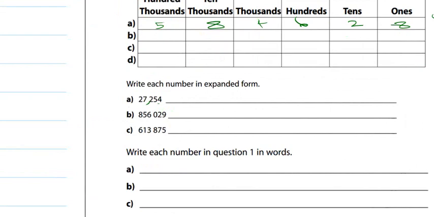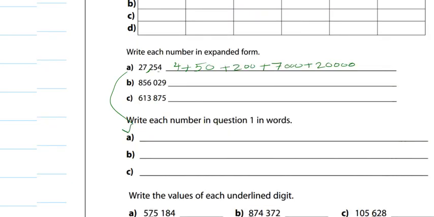As you read the number, you write. Let's write the number in parts. For example, 4 plus 50 plus 200 plus 7,000 plus 20,000, and so on. In the second part of the question, you have to write the number in words. I mean, you have to write the number in letters. As you read, you write.